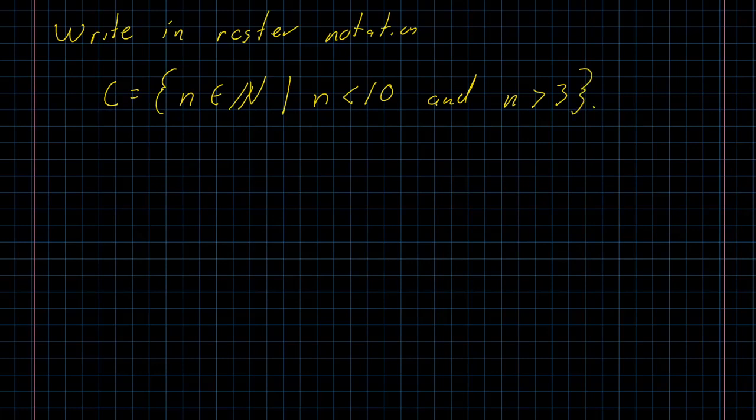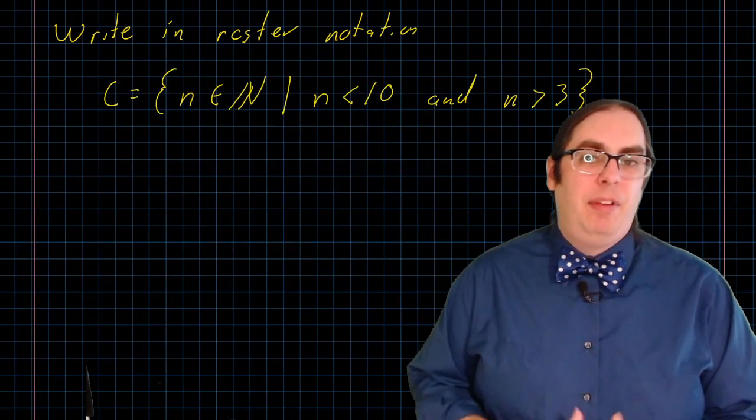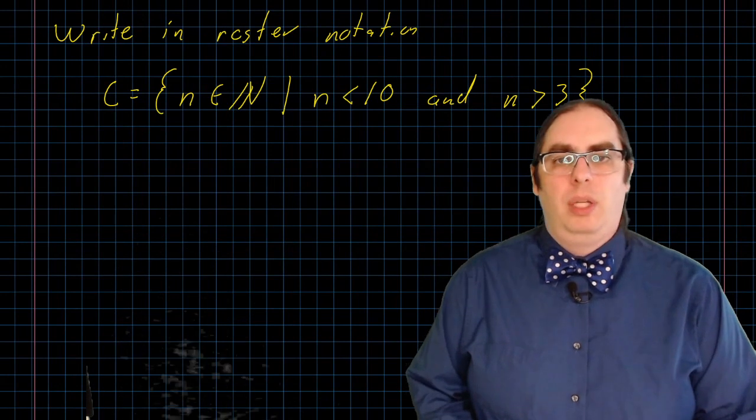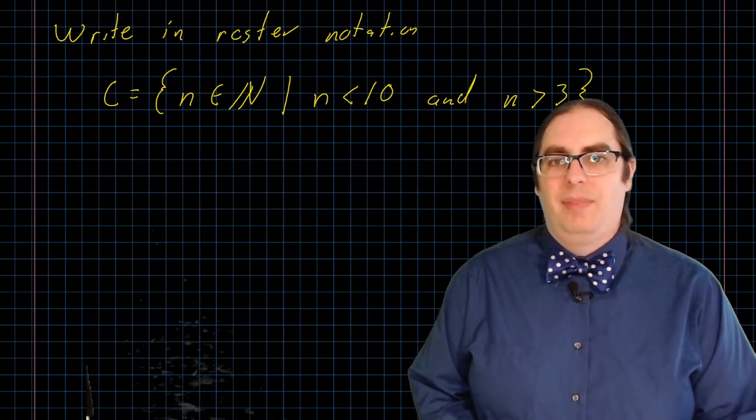Just to make sure that you are understanding all of the notation we have talked about successfully, what I would like you to do as a video check problem: write in roster notation the set C, given as the set of all n in N such that n is less than 10 and n is greater than 3. So take a couple of minutes, see what you can do with that problem, and I'll see you in the next video.